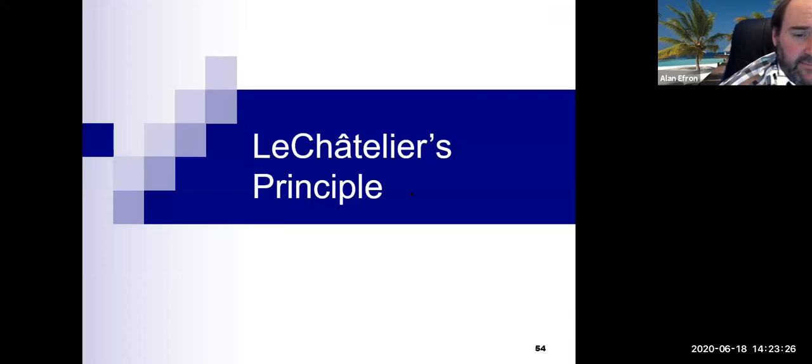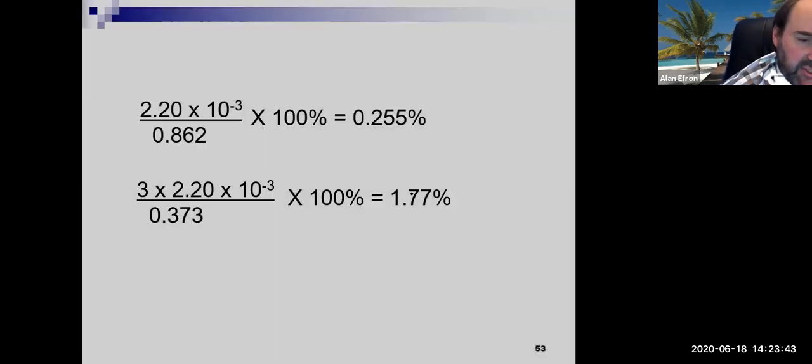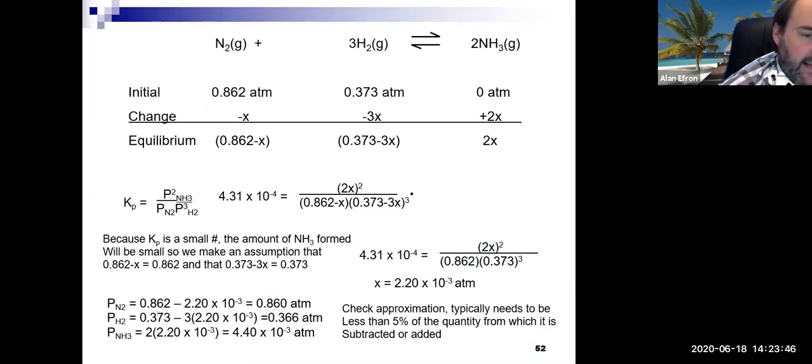All right, before we finish up the last topic here in this chapter, any questions on ICE tables, how to do them, or anything like that? Let me just tell you that there is another way that you could solve these ICE table problems. It's what's known as successive approximation. Successive approximation basically means that I know the X value has got to be less than 0.862 here. And basically what you would do is you just pick a number and put it in for these two X values. And then you would solve for X.